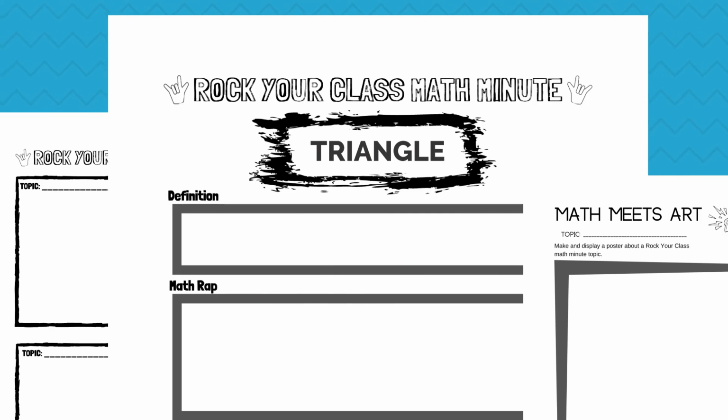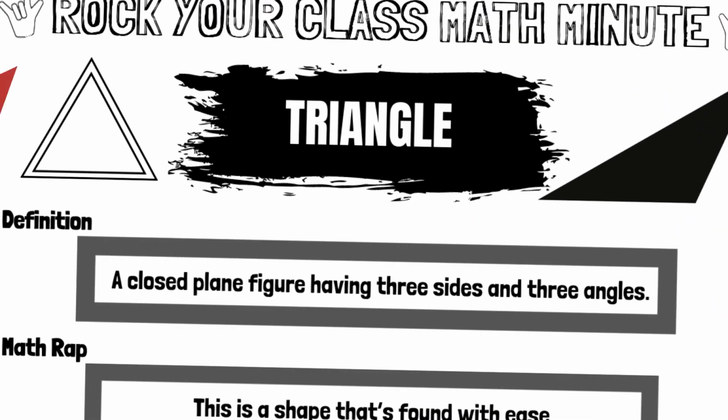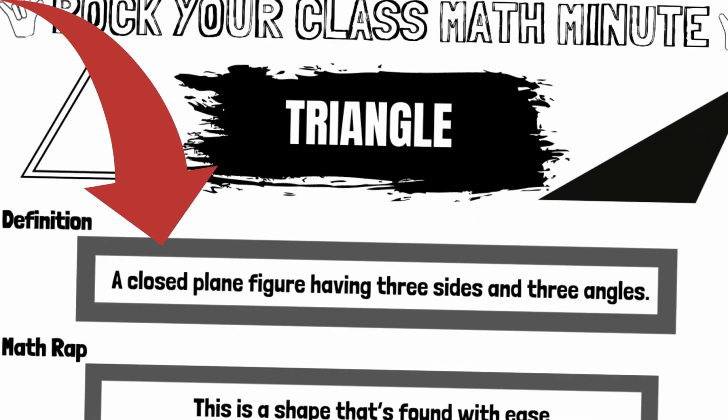Triangle. What does the dictionary say? A closed plane figure having 3 sides and 3 angles.